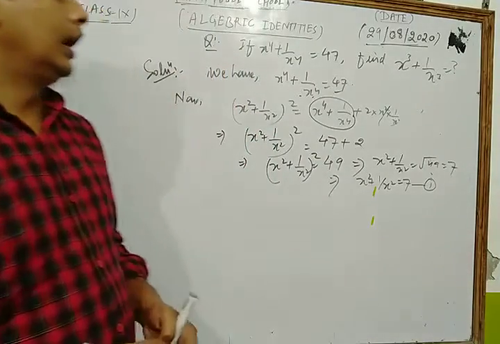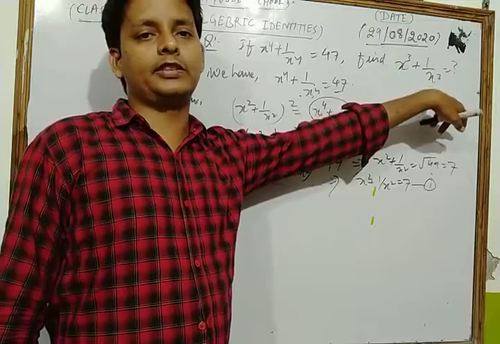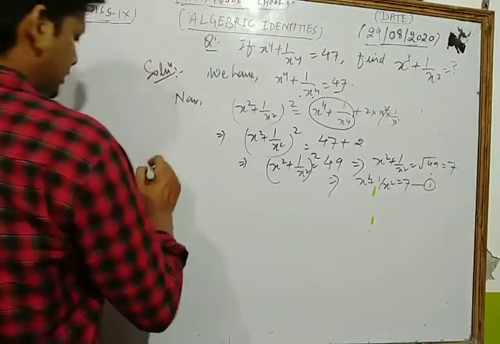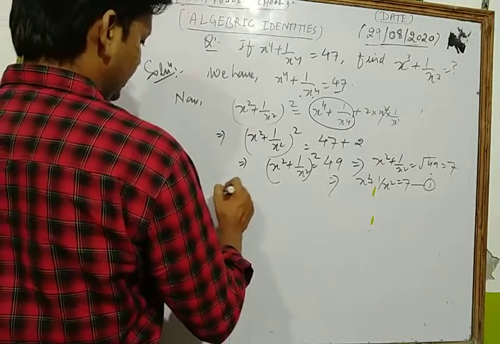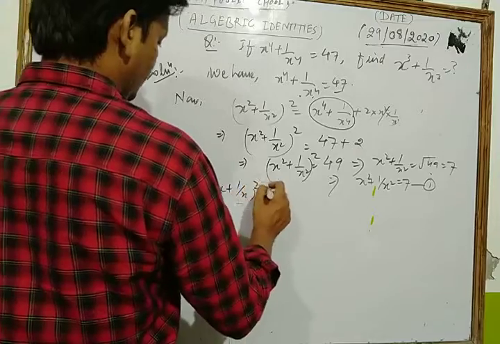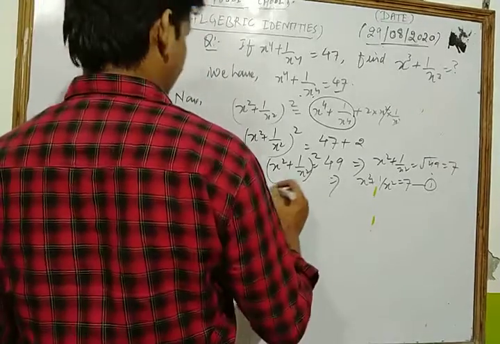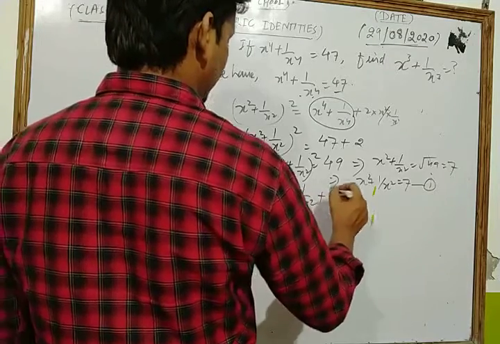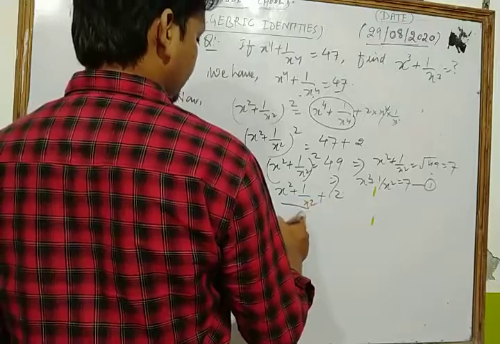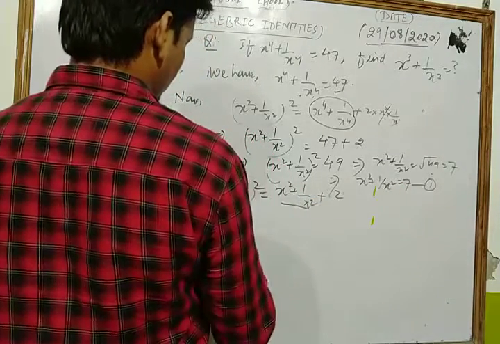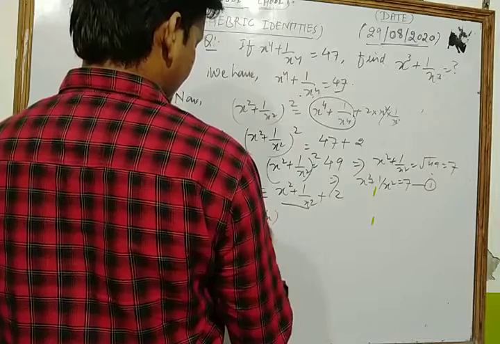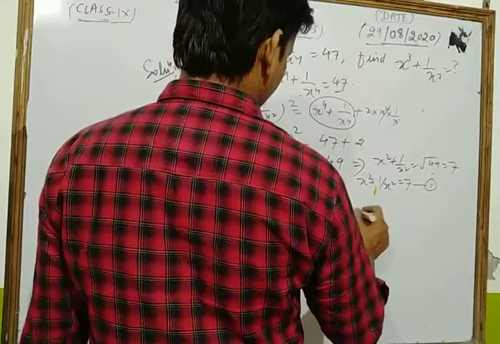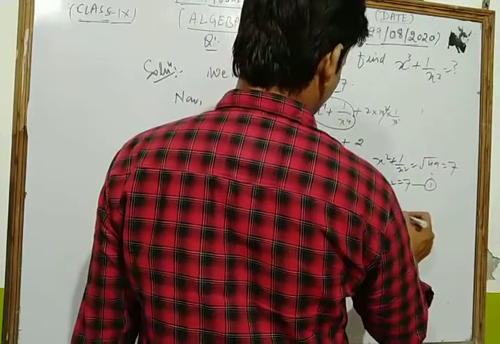Now dear student, we find the value of x cube plus 1 upon x cube. First of all, we find the value of x plus 1 upon x. Since you know that (x plus 1 upon x) whole square is a square plus b square plus 2ab, that is 2 only, and the value of the first part is 7, so 7 plus 2. So x plus 1 upon x is equal to 3. Take this as equation number 2.